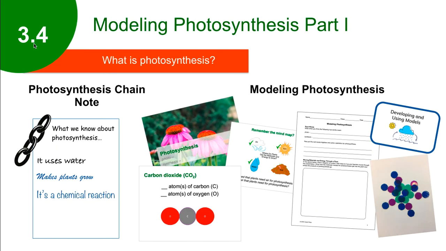Lesson 3.4 starts with a warm-up, a group chain note. One person per group starts off with the heading, What We Know About Photosynthesis, and each student in the group writes a complete sentence stating something that they know about photosynthesis without repeating anything already written. Next, students receive the Modeling Photosynthesis worksheet. A short presentation guides students through making a model of photosynthesis using plastic game tokens or other manipulatives, and they record their thinking on the worksheet.